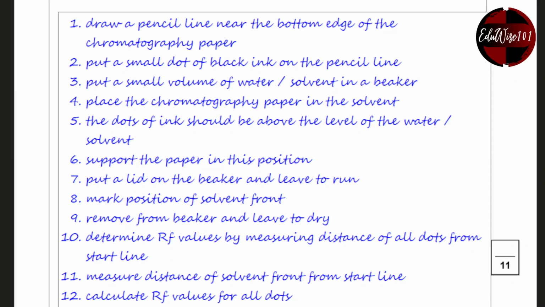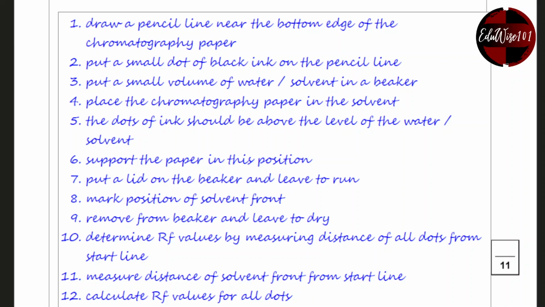And this is why drawing actually helps you to avoid having to write it, because a lot of these bullet points that I'm showing you here, you don't really have to write if you draw a labeled diagram. So first thing, draw a pencil line near the bottom edge of the chromatography paper. That's in the diagram. So if you draw it, then you can avoid having to write it. Put a small dot of black ink on the pencil line. Again, it's shown in the diagram. Put a small volume of water or solvent in a beaker, in the diagram.